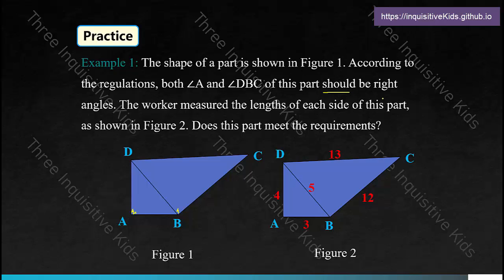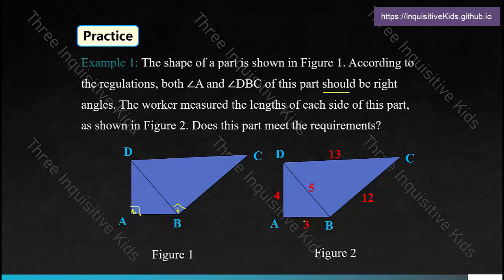The worker measured the lengths of each side of this part, as shown in figure 2. Now, by the way, figure 1's part and figure 2's part are the same part. So now we're asking, does this part meet the requirements of these being right angles? Well, let's do this together.